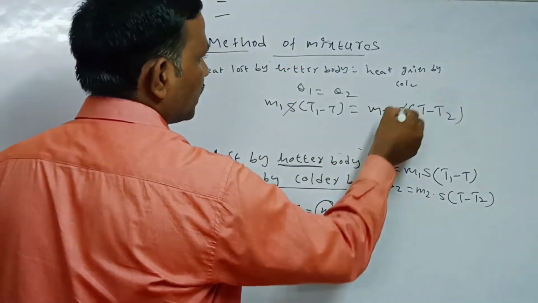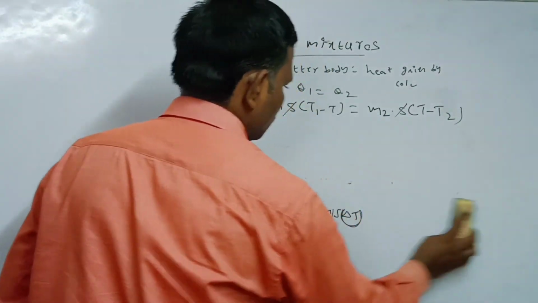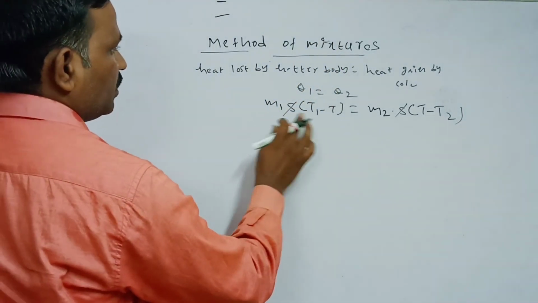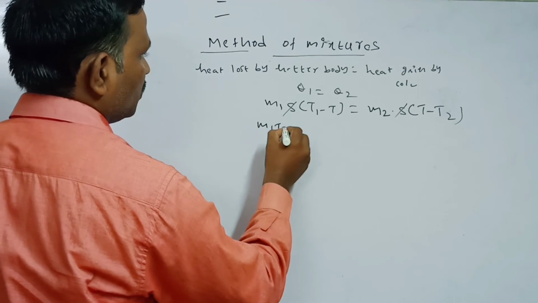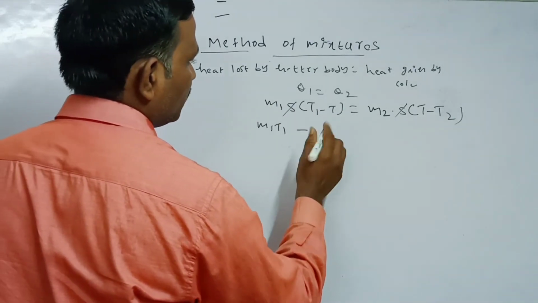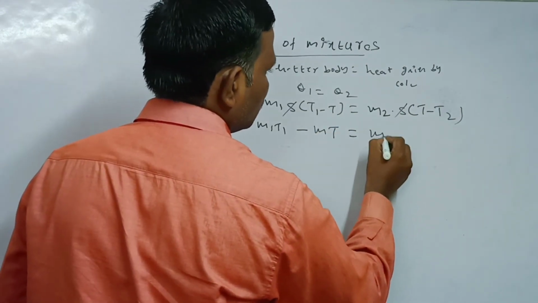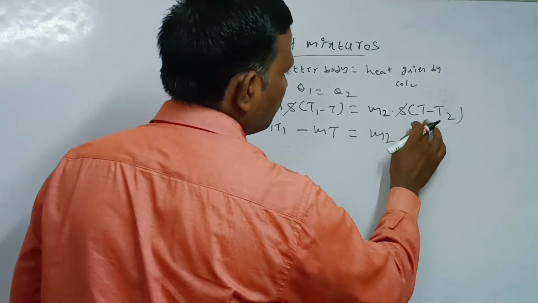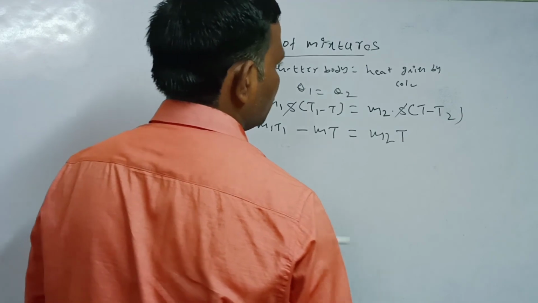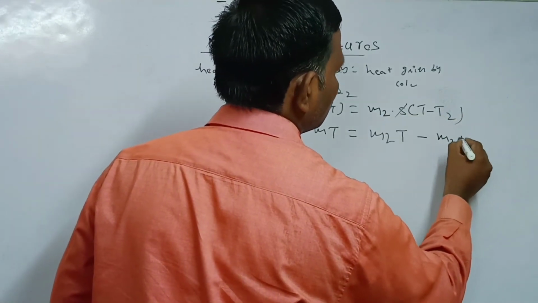Now S cancels. Now multiply M1 into T1, M1 T1. Here minus is there, minus M1 into capital T, M1 T, that is equal to, again multiplying, M2 into capital T, M2 T, minus, here minus is there, M2 into T2, M2 T2.